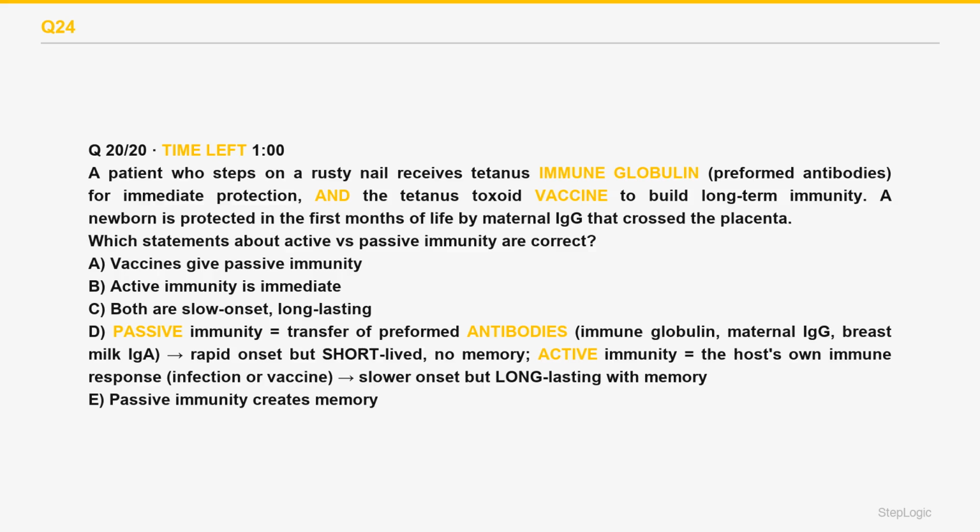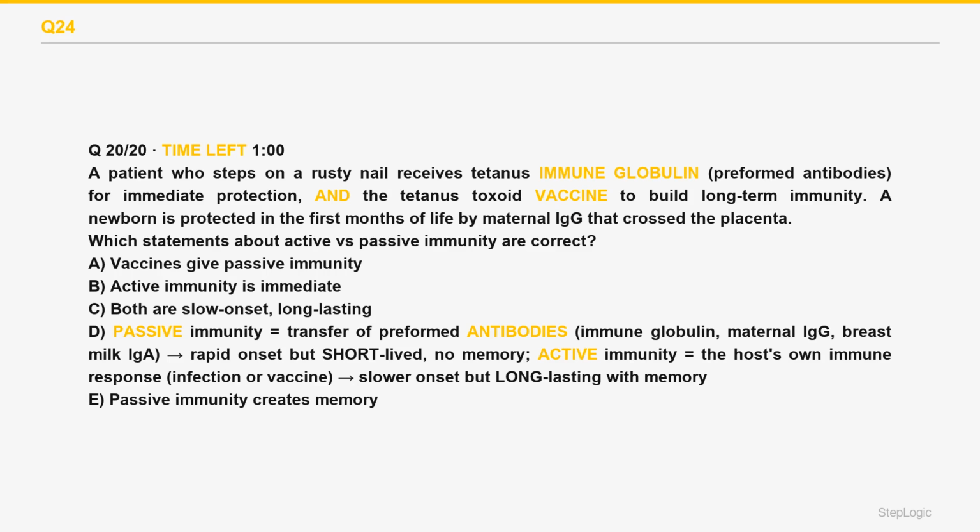Which statements about active versus passive immunity are correct? A patient who steps on a rusty nail receives tetanus immune globulin, preformed antibodies for immediate protection, and the tetanus toxoid vaccine to build long-term immunity. A newborn is protected in the first months of life by maternal IgG that crosses the placenta. Read the command: which statements are correct?